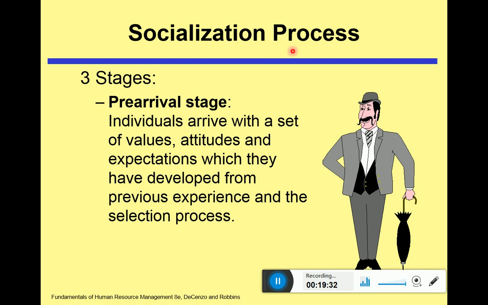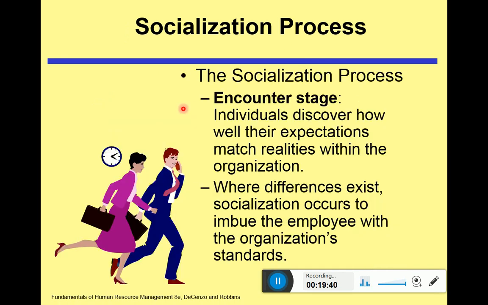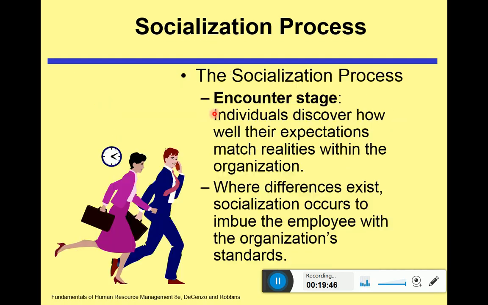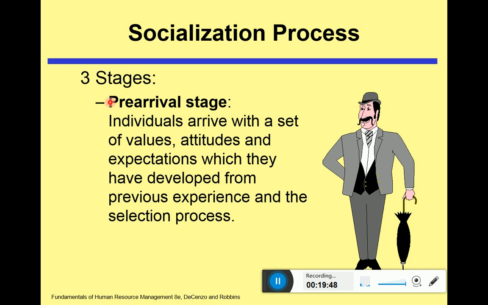Socialization is a process, basically a three-stage process. One we call the pre-arrival stage, the second we call the encounter stage, and the third we call the metamorphosis stage. Now let's start from the first one, the pre-arrival stage. I would like to explain what the pre-arrival stage is.